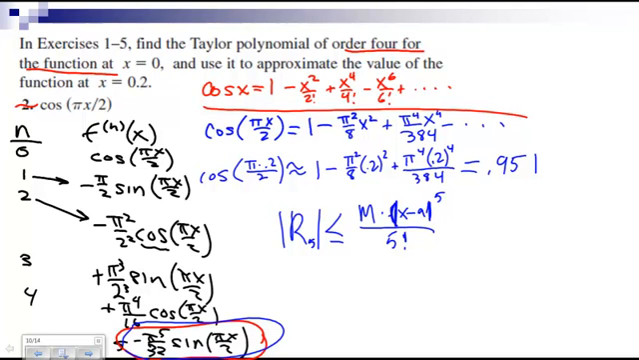Shouldn't it be 5 plus 1 and 5 plus 1 factorial, since it's n plus 1 times the absolute value of x minus a to the n plus 1? It's a 4th order, so we're going one bigger. Okay. All right, we'll run with that.